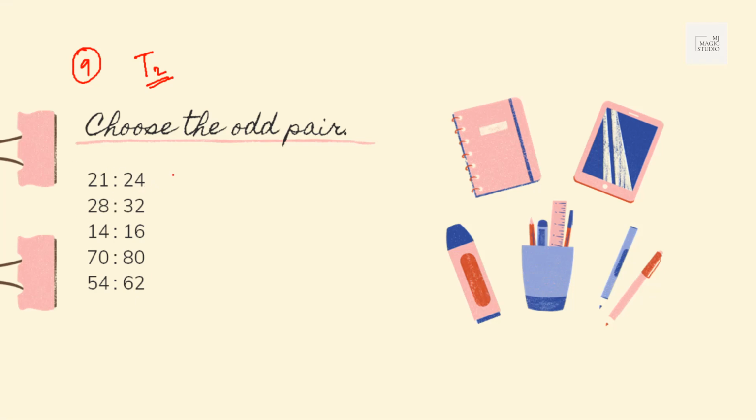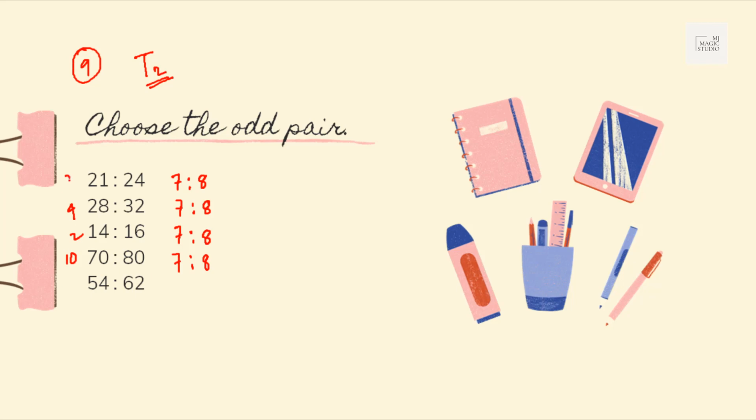Okay, 21 is to 24. Is there anything common here? Yes, 3. So let's make it 7 is to 8. 28 is to 32. Common is 4. So we will have the ratio of 7 is to 8. Wow. 14, 8, 16. 7 is to 8.